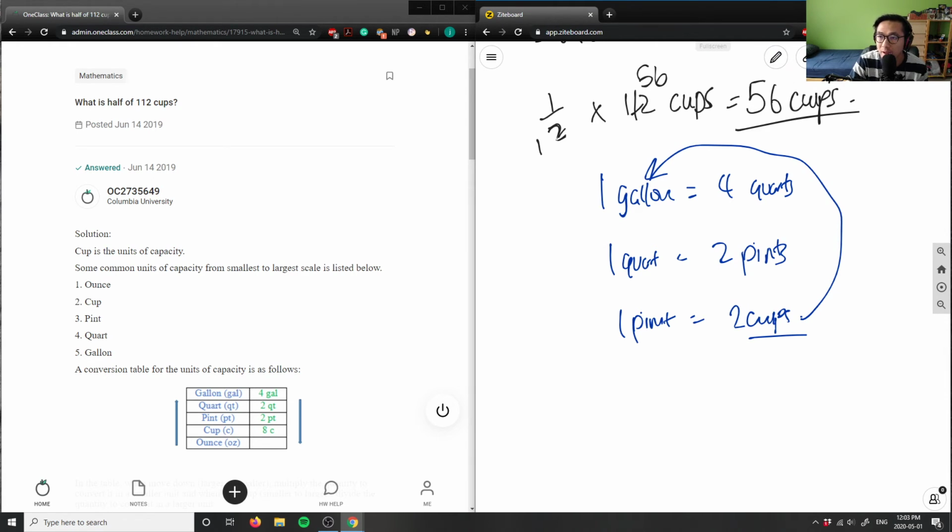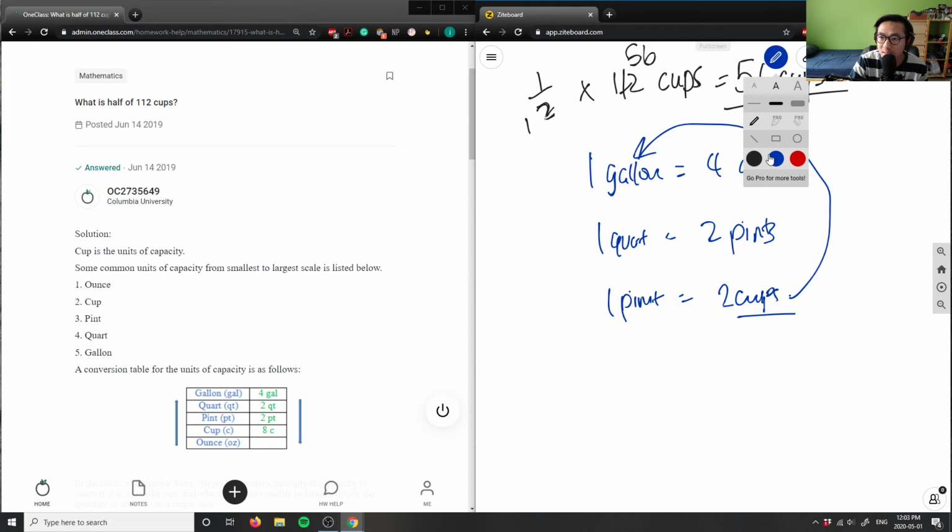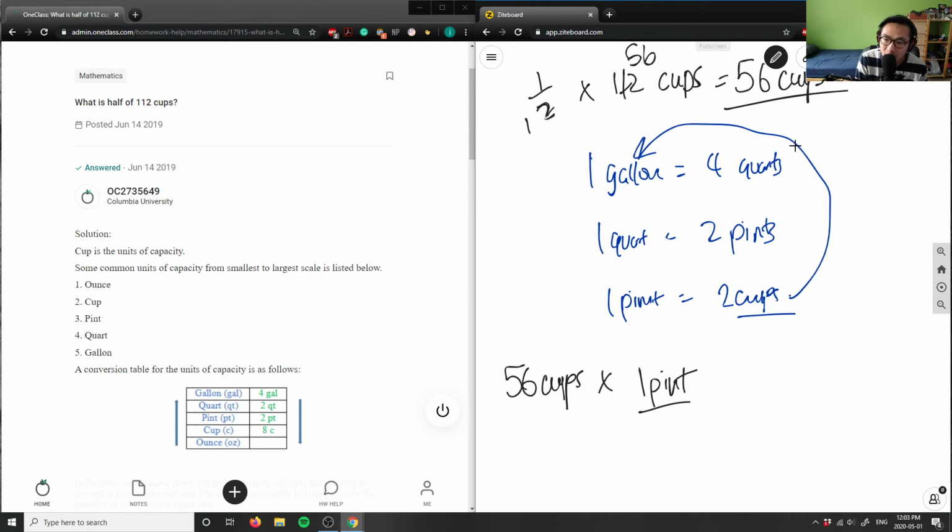So in order for me to do that, I start with 56 cups, like we solved in our equation here. We're going to multiply that by, I want to convert into pints first, and then to quarts, and then to gallons. So 1 pint equals 2 cups. So I have 2 cups in a pint. And then 2 pints is 1 quart.